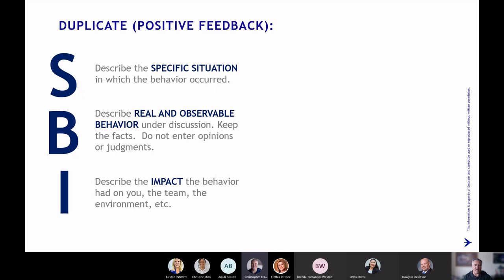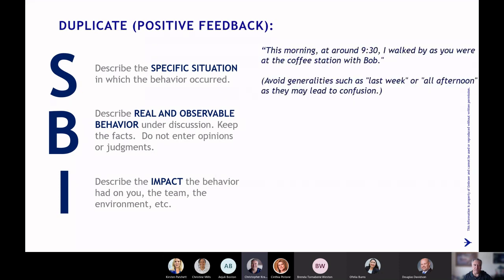The S, specific situation. I'm giving feedback to somebody here. Ophelia, I'm giving feedback to you. This morning at around 9:30, I walked by as you were at the coffee station with Bob. Now, just a quick note, avoid generalities such as last week or all afternoon, because that could be kind of confusing. You want to make sure you're as specific as possible. And that's why I said this morning around 9:30. Ophelia knows now exactly what I'm talking about.